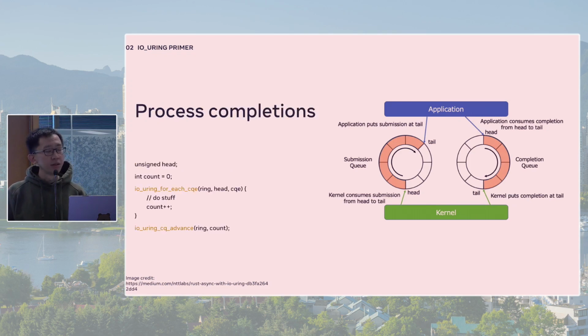Once the kernel is done with the work and the number of completions has reached the amount that you specified, control returns back into user space, and user space is then free to process the completion events in order. You can do this with a for each CQE loop. Once user space is done, it needs to move the head of the completion queue so that the kernel can see that you finished consuming these entries and it's now free to reuse those entries.